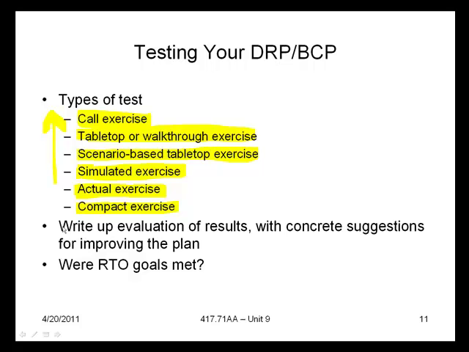Anytime you do a test, write up your evaluation of the results. Come up with suggestions for improving the plan. The purpose of the task isn't to pass or fail.